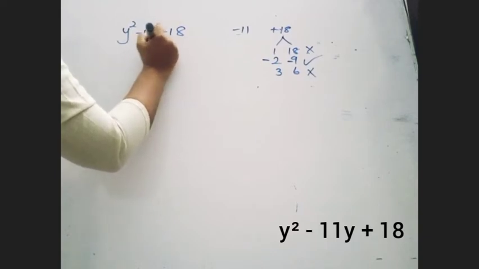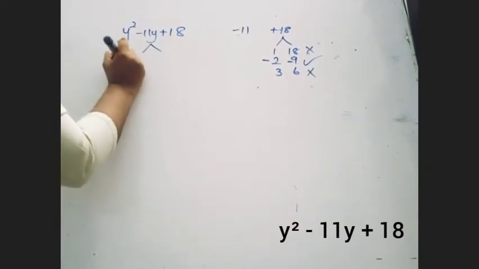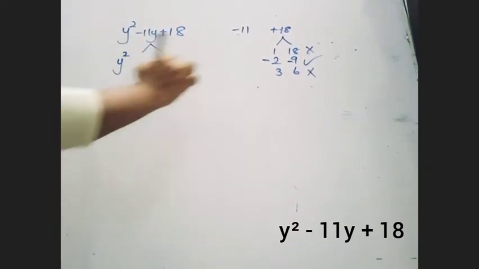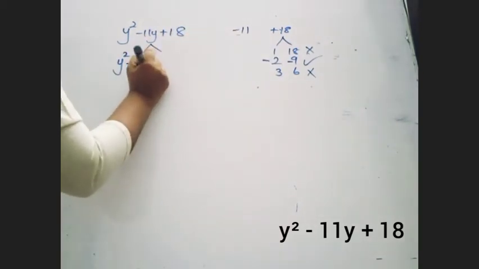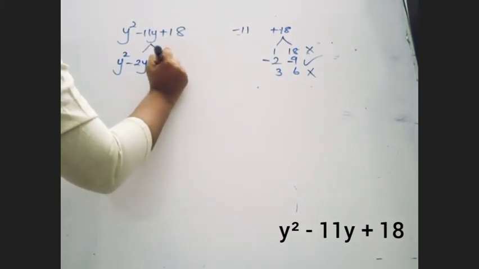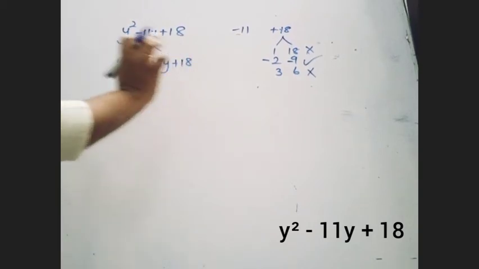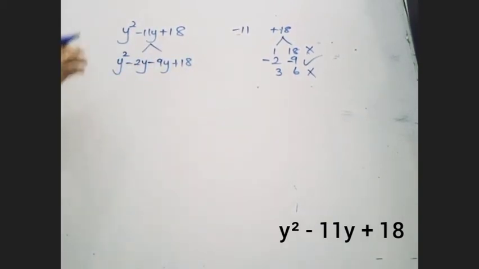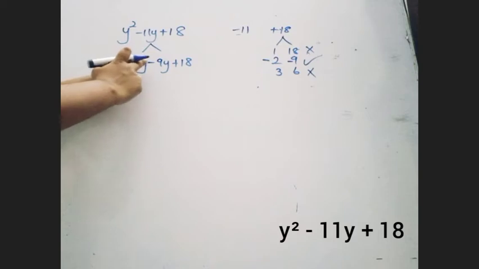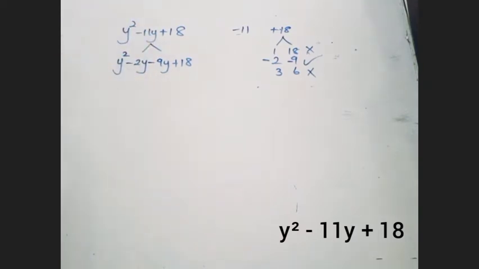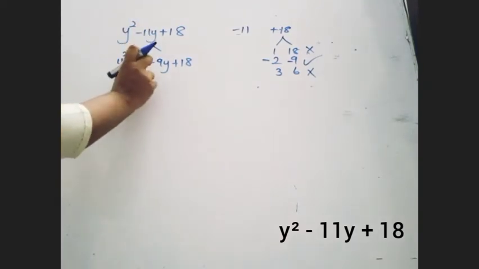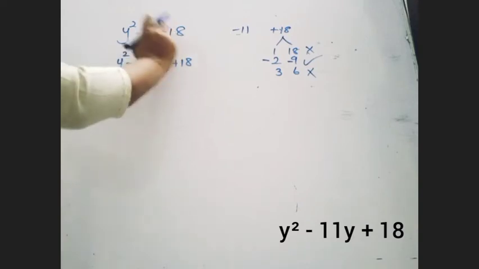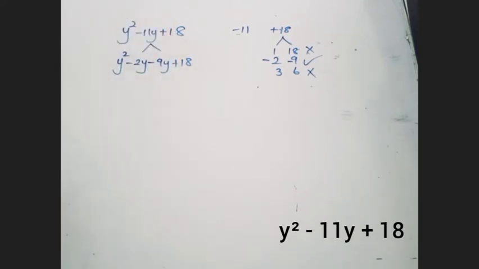So I am going to split this into two as y square minus 2y and minus 9y plus 18. So recheck again please after you write this, whether you are getting these values. Minus 2 and minus 9, minus 11. So that's correct. Minus 2 into minus 9 when you multiply is positive 18. So that's the correct pair.